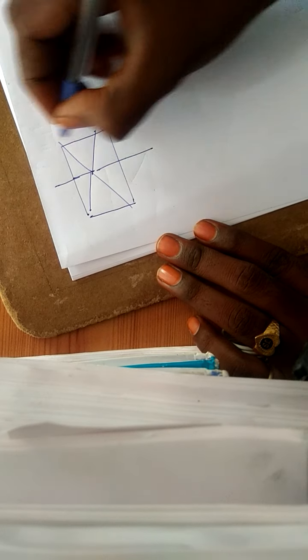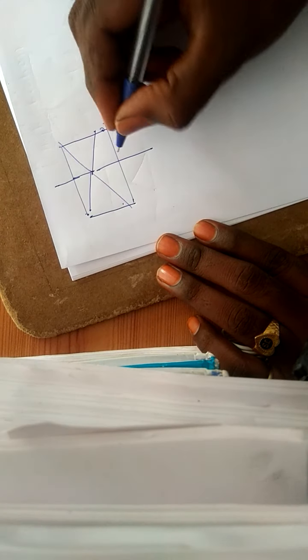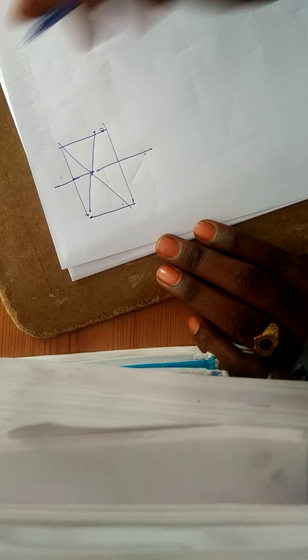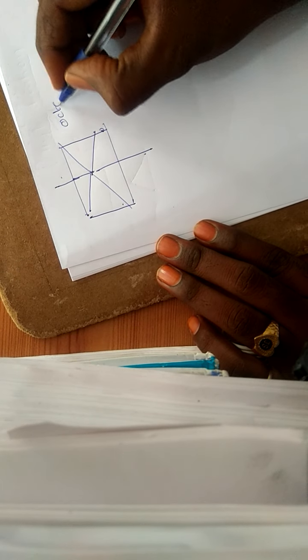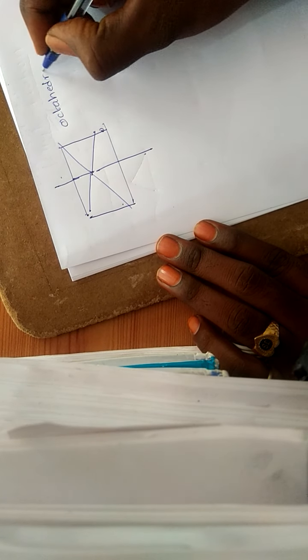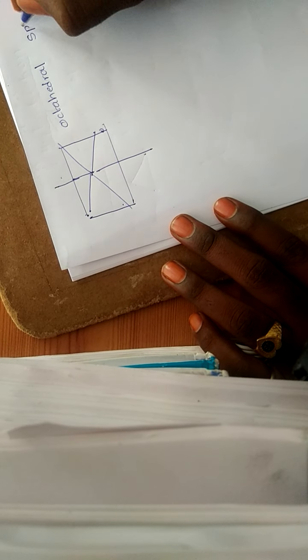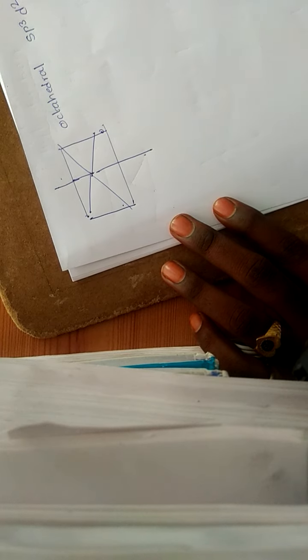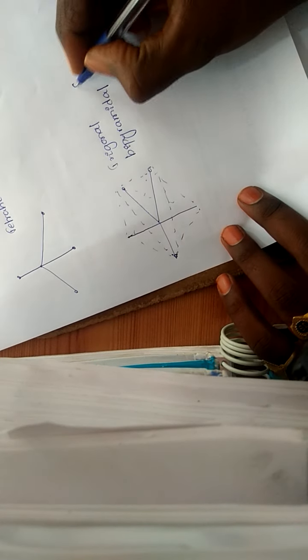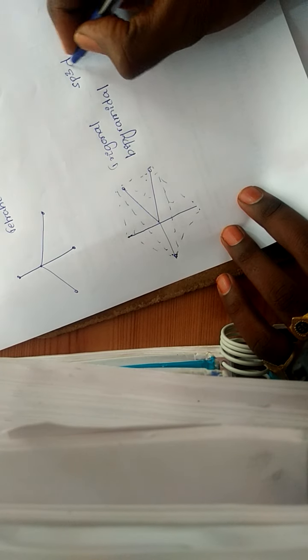six atoms. 1, 2, 3, 4, 5, 6. 6 atoms. So this is octahedral. Now these are the parent molecules. This hybridization is sp3d2. Here 5 atoms now. This is sp3d. Now these are the parent molecules.